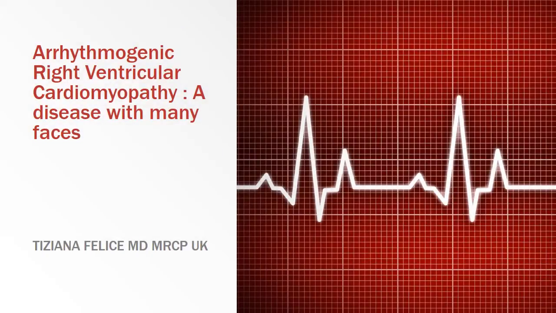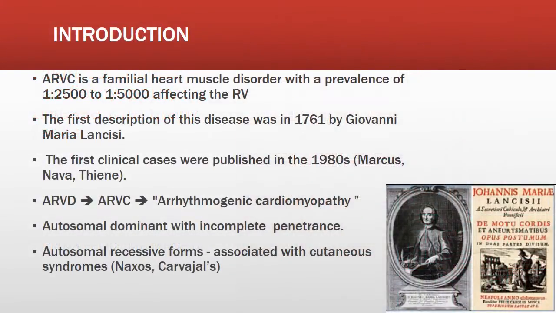Disease has undergone quite a few changes in the nomenclature. Originally it was termed arrhythmogenic right ventricular dysplasia, because it was thought to be basically part of a congenital heart disease. Now it's termed more as arrhythmogenic right ventricular cardiomyopathy because we know it's a disease of the heart muscle. And there are some thoughts that maybe we should be calling it arrhythmogenic cardiomyopathy because it can actually affect both ventricles and not just the right ventricle.